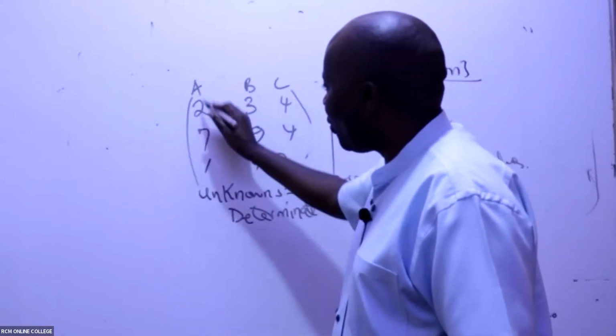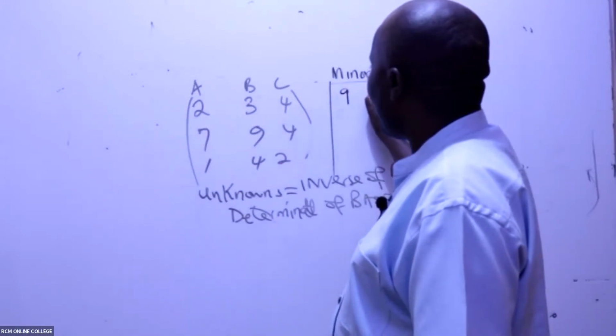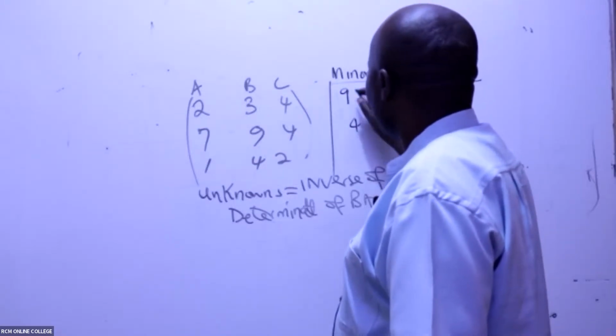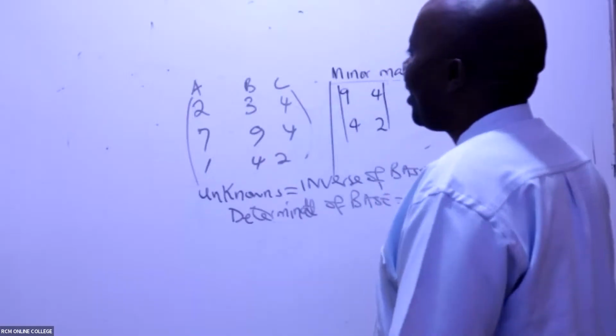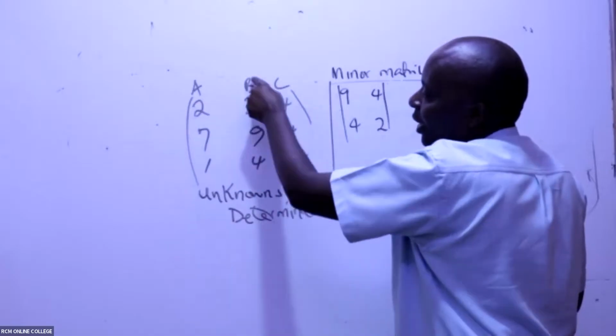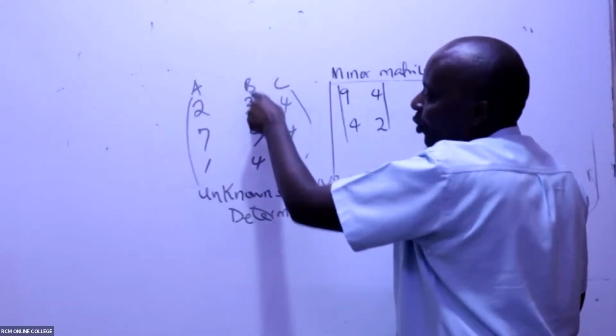If they want us to give them the minor for this one here, you hide like that, you hide like that. Then we have in this case 9442 like that. Great, so that's the first minor. The second minor, if they want me to give them the minor for this, you hide this and you hide that.